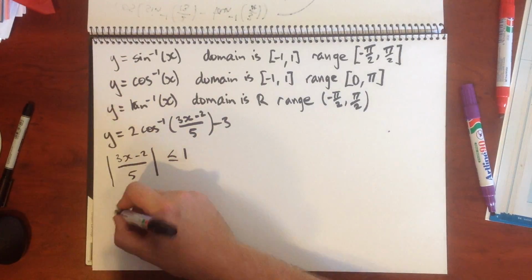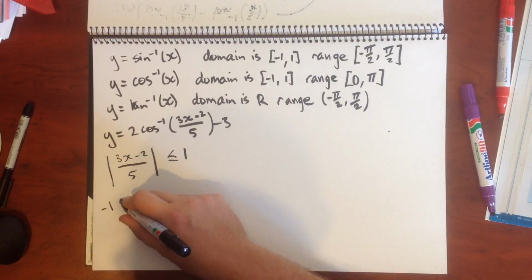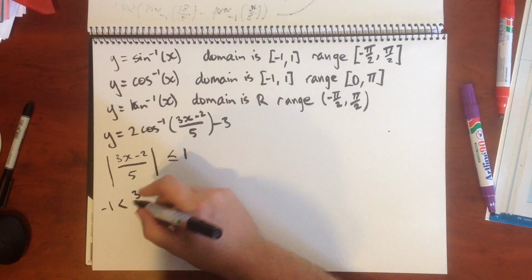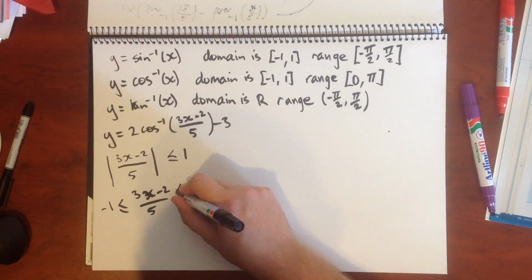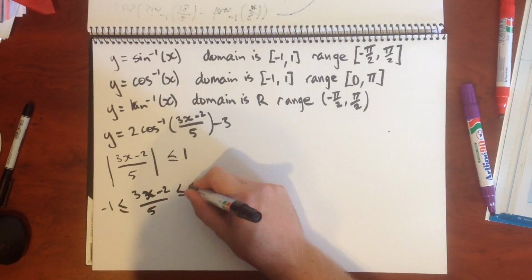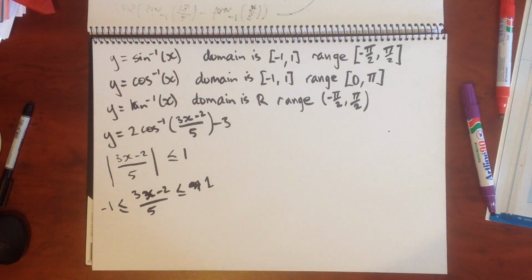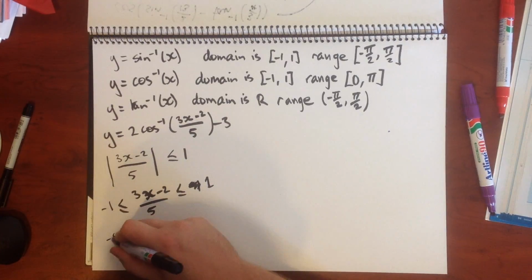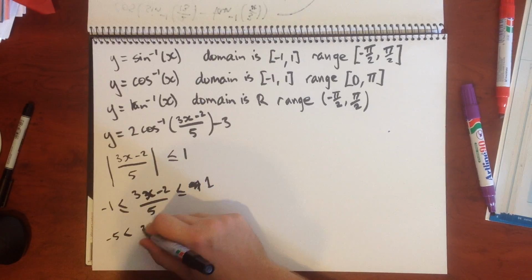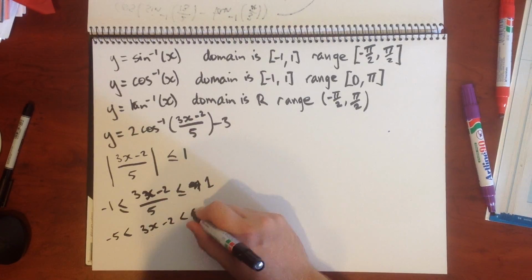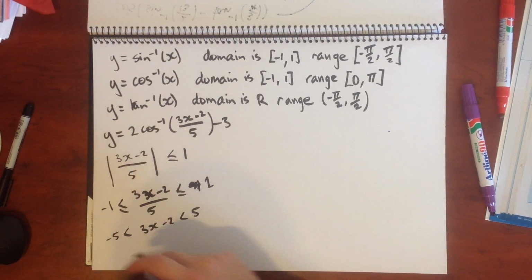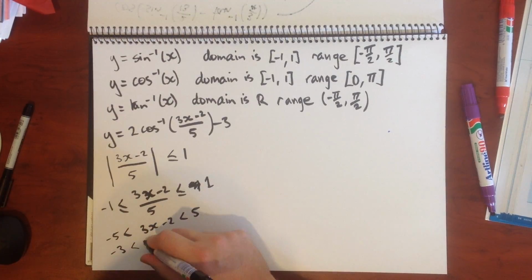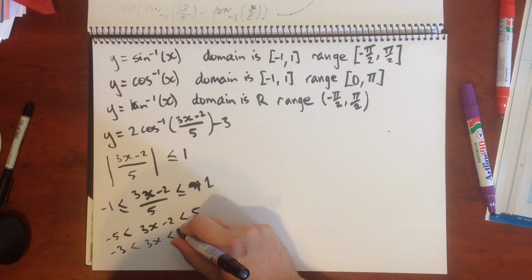Or, I mean, the other way to say that is that 3x take 2 on 5 has to be between minus 1 and 1. Sorry, that's positive 1. So we have minus 5 is less than 3x take 2 is less than 5. We've got to add 2 to both ends, sorry. So we then have minus 3 to 7.